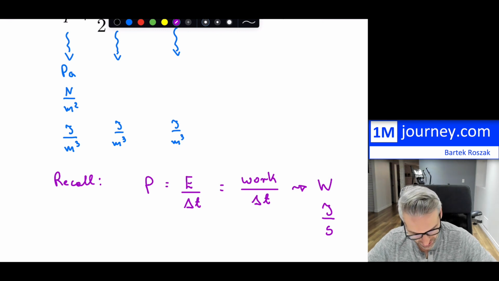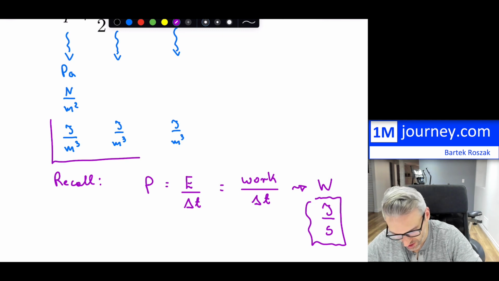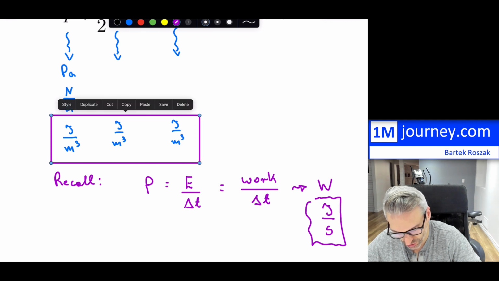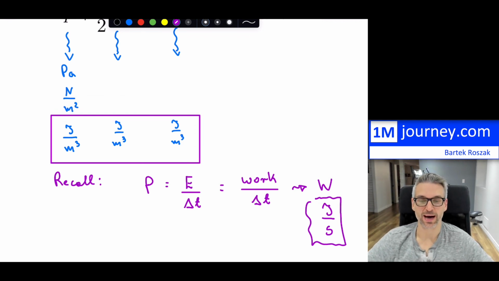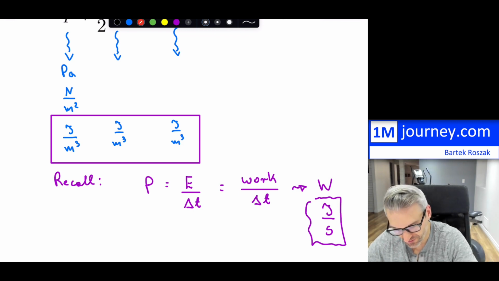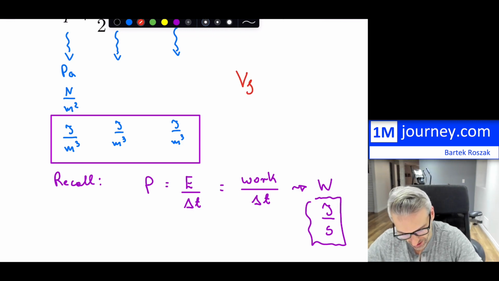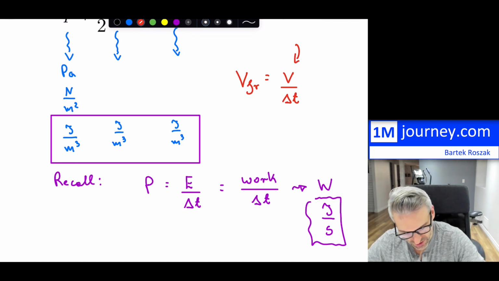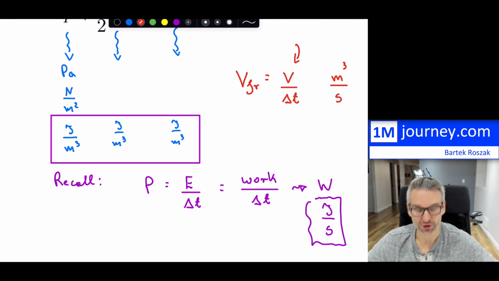Now, if you look at these particular units, joules per second, and compare them to the units here, which is energy per unit of volume, something interesting will happen. Notice that if you take your volume flow rate, which is the amount of volume that flows by per unit of time, so how much of a fluid is actually flowing by, it has units of meters cubed per second, at least in metric standard units.